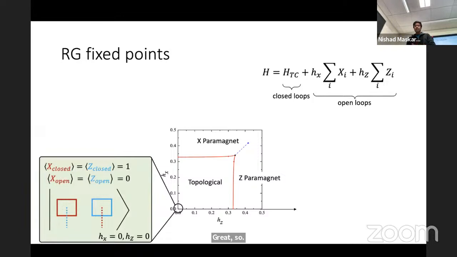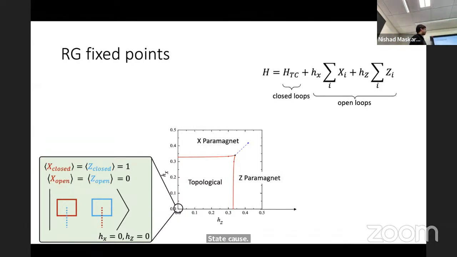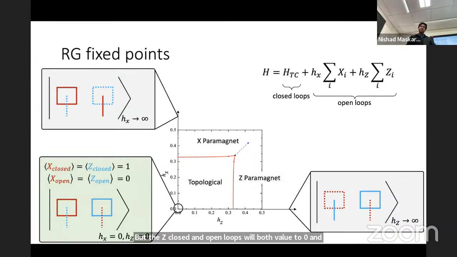Okay, good. So next we'll discuss the caricatures, or RG fixed points, of the different states in this phase diagram. In the topological phase, the closed loop operators will measure to 1, because if you apply the closed loop operator, say at the toric code point, it doesn't change the state. However, if you apply an open loop operator, it does change the state, because there's a gap to these e and m anions. In contrast, if you make the h_x field infinitely large, then all of the X operators will evaluate to 1, but all the Z operators will evaluate to 0. So both the X closed and open loops will evaluate to 1, but the Z closed and open loops will both evaluate to 0. And the picture is flipped if you go all the way to the Z paramagnetic phase.